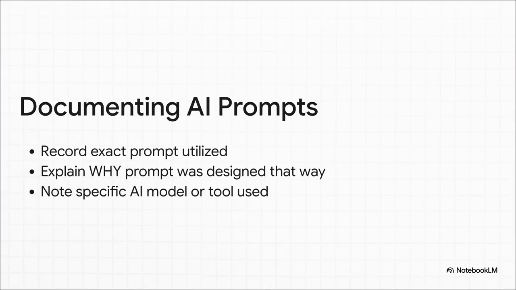Drilling down even further, you actually have to keep a record of your prompts. It is definitely not enough to just say, yeah, I asked the AI to write a sorting script. No way. You need to record the exact prompt utilized. And then, just like with your inline comments, you need to explain why you designed the prompt that way. What constraints did you give it? Finally, make sure you note the specific AI model you used, because a prompt that works like magic in one model might completely bomb in another. Doing this ensures your district isn't stuck holding an undocumented AI black box.